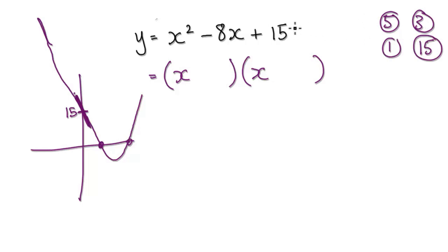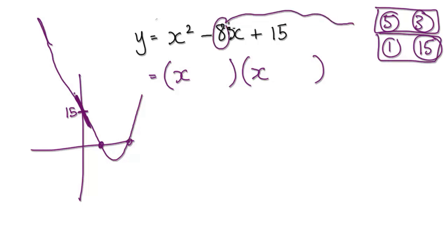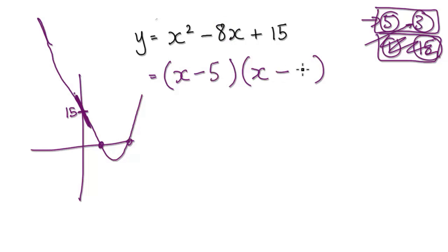So to create a 15, we've got to use this pair or this pair. But we have to be able to create an 8 here. You can create an 8 with a 3 and a 5, but there's no way of creating an 8 with a 1 and a 15. So we can discard this and just concentrate on a 5 and a 3. Now, how would you create a negative 8? To create a negative 8, you've got to have negative 5 and negative 3. So to factorize this, it will give you this.